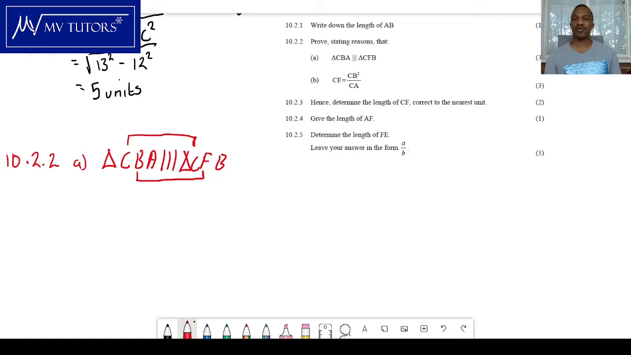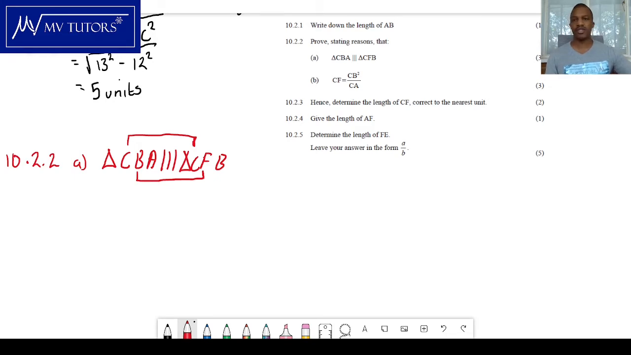Now I have to prove at least two of them. I need to prove two of them being equal, and then the third one will obviously be equal due to angles in a triangle. Okay, but let's see. C and C, how can I prove that C and C are equal?